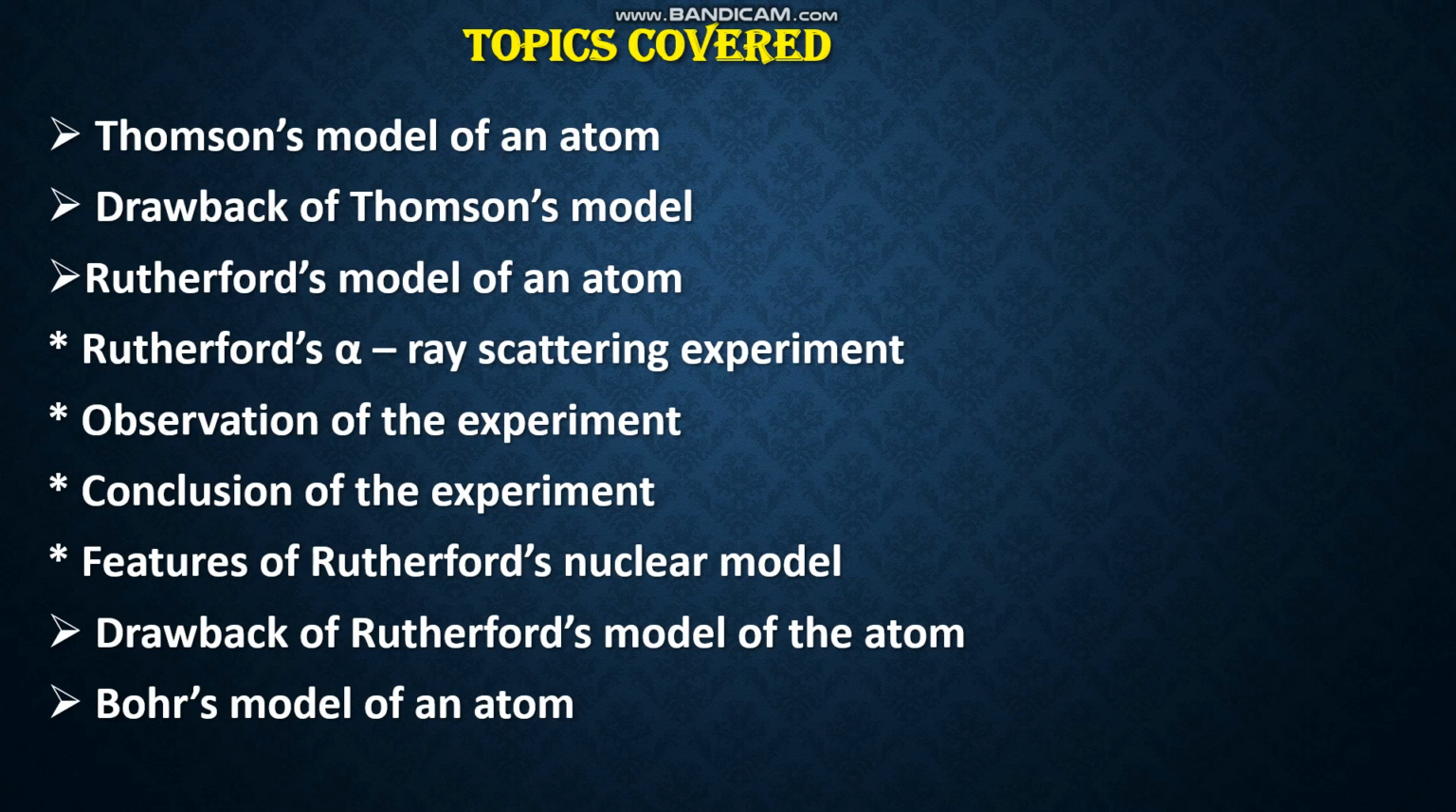But what is the drawback of Rutherford's model? He could not explain the stability of the atom. Then we learned Bohr's model of an atom. According to Bohr's model, only certain special orbits known as discrete orbits of electrons are allowed inside the atom. While revolving in discrete orbits, the electrons do not radiate energy.